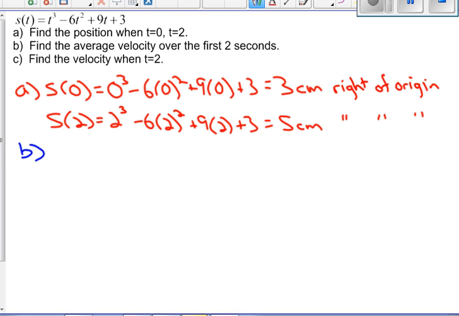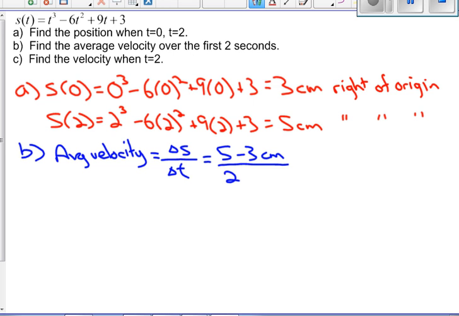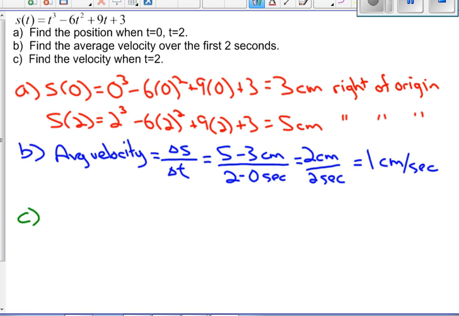Here, we need to look at the change in position over the change in time. So average velocity equals change in position, s meaning position, over change in time. Okay, and it's always final minus initial, so that would be 5 minus 3 measured in centimeters over 2 minus 0 measured in seconds. Or 2 centimeters in 2 seconds. Its average velocity is 1 centimeter per second. But that's not necessarily exactly what's happening when time is 2. Velocity could be changing, and in fact it is changing.